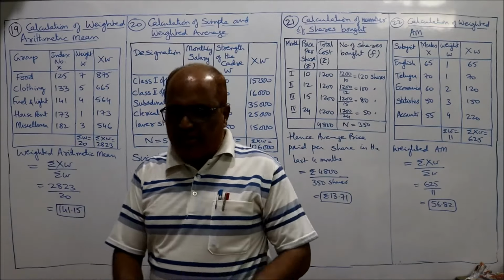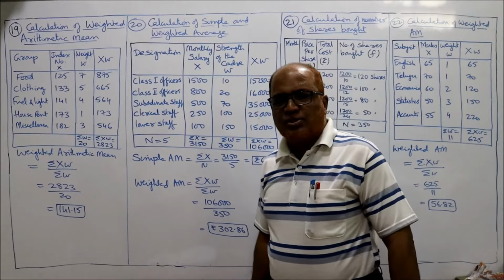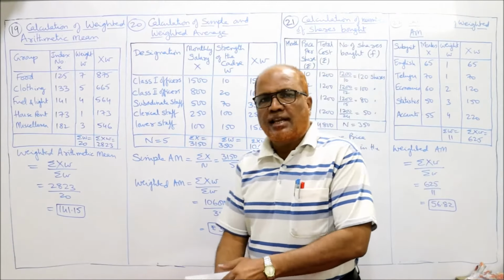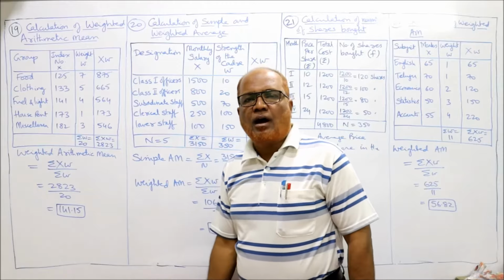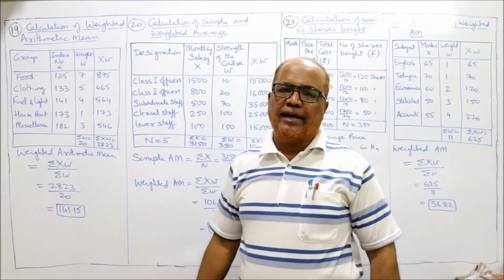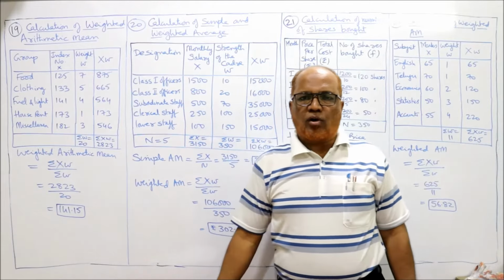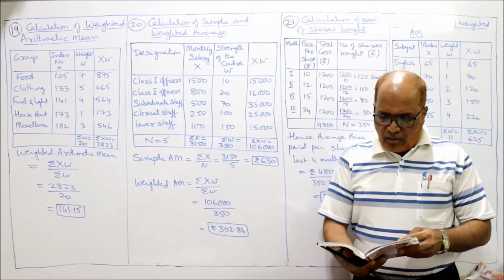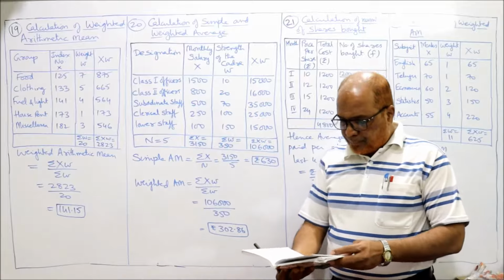Come on students, now we'll start the next problem, that is problem number 19. So far we have completed 18 problems. See the 19th problem. Already you have seen how to calculate the arithmetic mean for individual series, for discrete series and for continuous series. Now see the 19th problem.